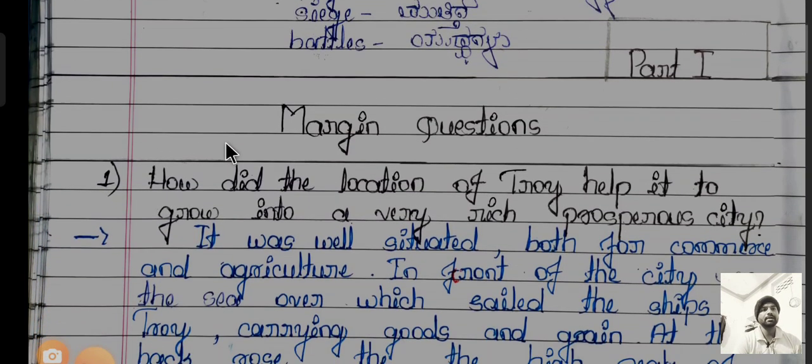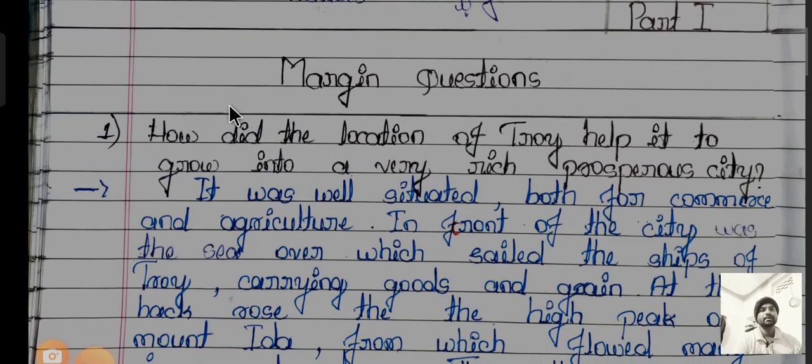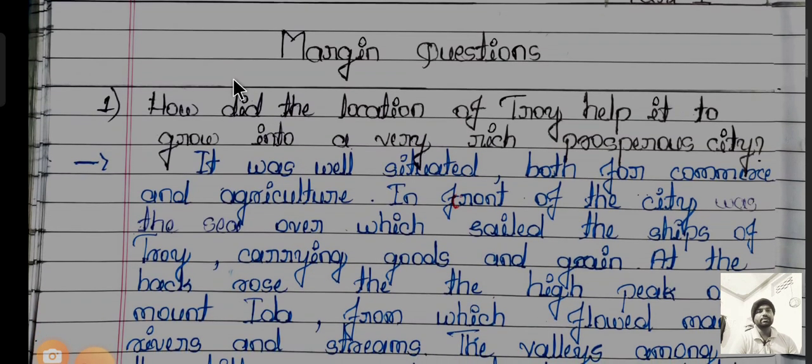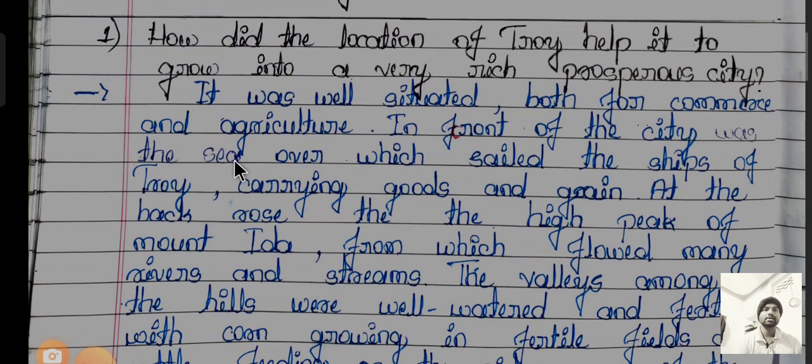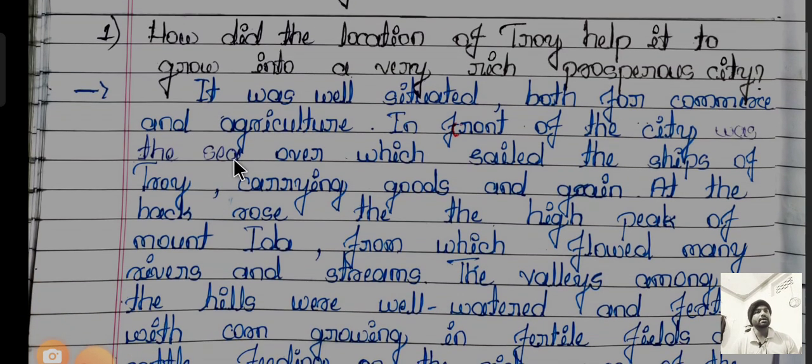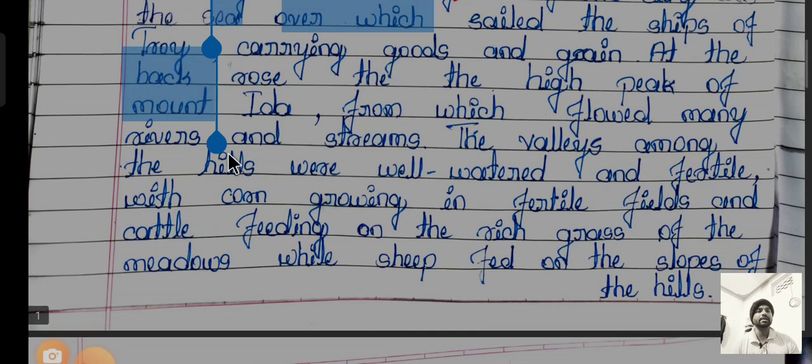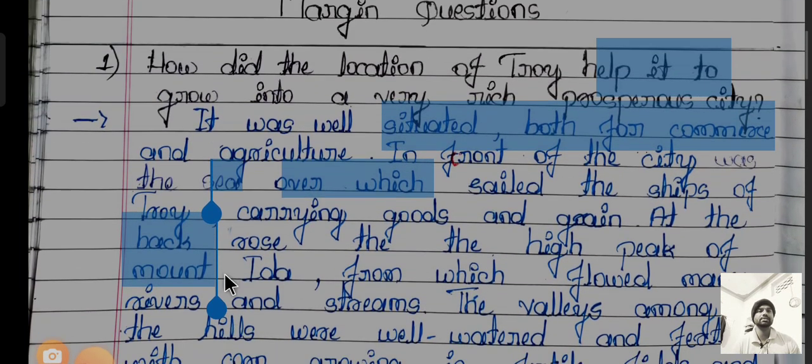Okay, part 1 we will see now. Ninth standard English topic, The Fall of Troy. Here are the margin questions. The first question is, how did the location of Troy help it to grow into a very rich city?